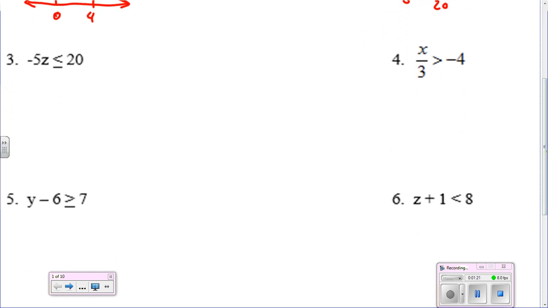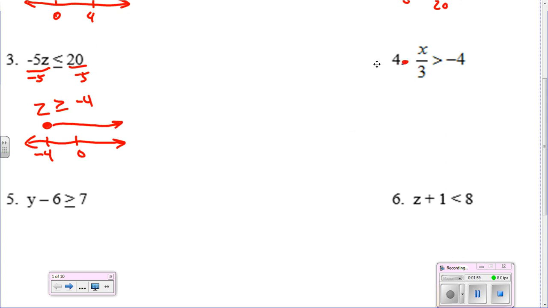Number 3, negative 5z is less than or equal to 20, so we have to divide by negative 5. It gives you z. Now, because you divided by a negative, you flip the sign. Is greater than or equal to negative 4. So cheater number line, 0, negative 4. Has to be greater than or equal to, which means it's a closed circle, and you shade above.